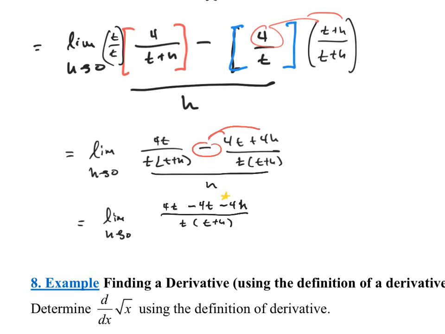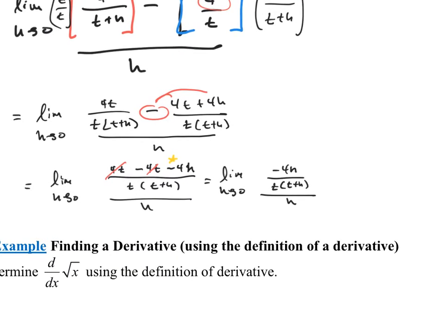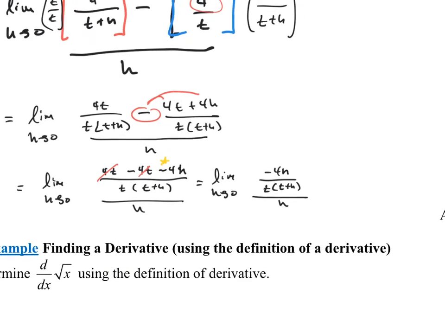I'll put a little star right there. You've got to remember to distribute that negative to that second term. So when I do that, I notice, all of this is over h. I can't forget that. I notice that those 4t's cancel. So this is the limit as h approaches 0 of negative 4h all over t times t plus h all over h. So now I have a fraction over a fraction, but it's not quite a fraction. Well, I can make it a fraction, though. Can I write h as h over 1? And now you've got to remember, how do I handle when I have a fraction over a fraction?